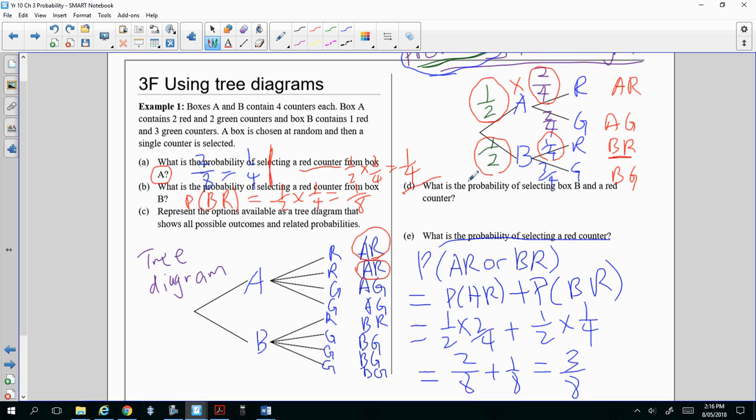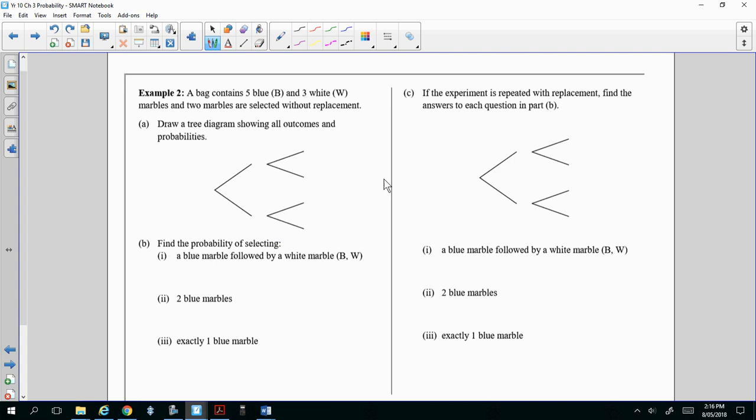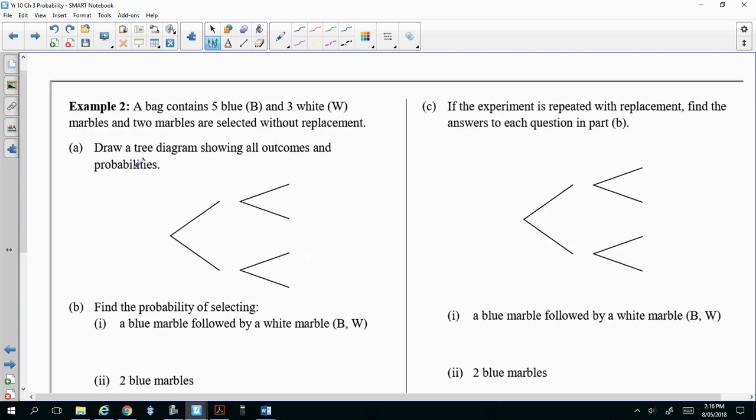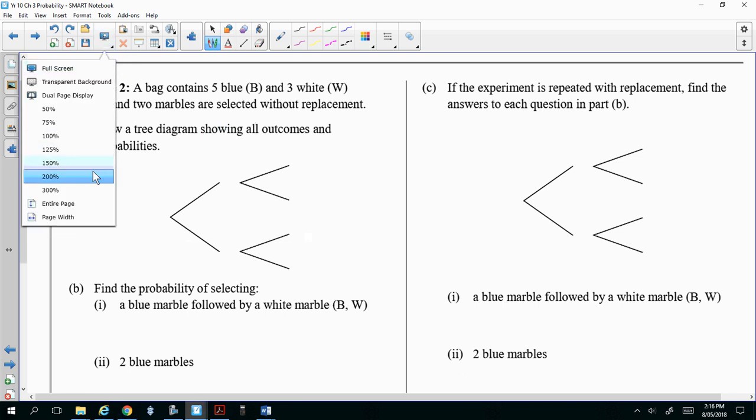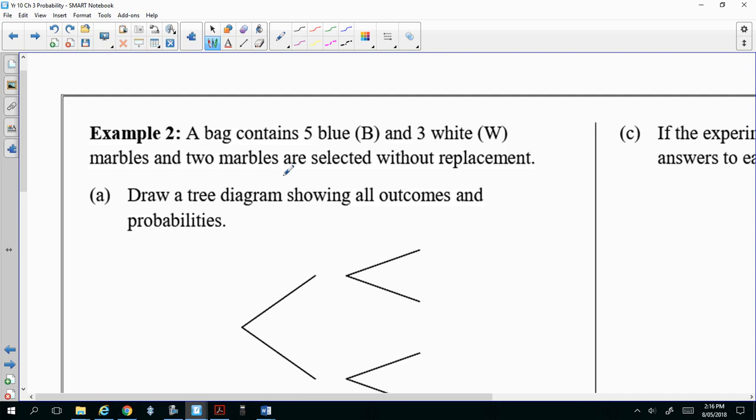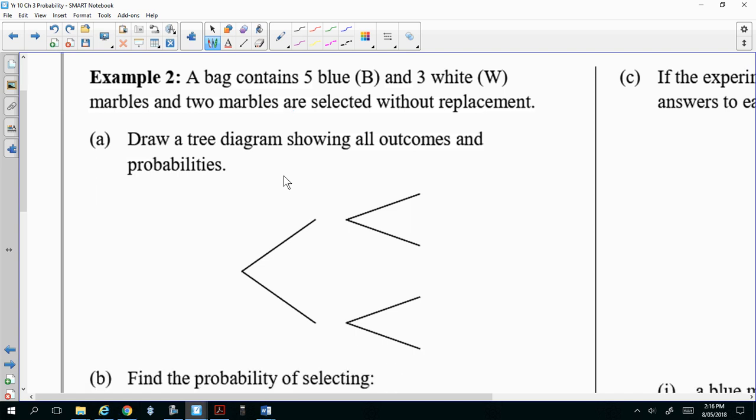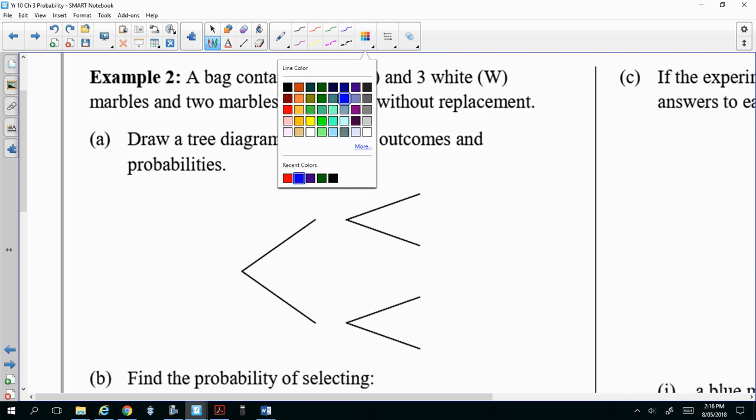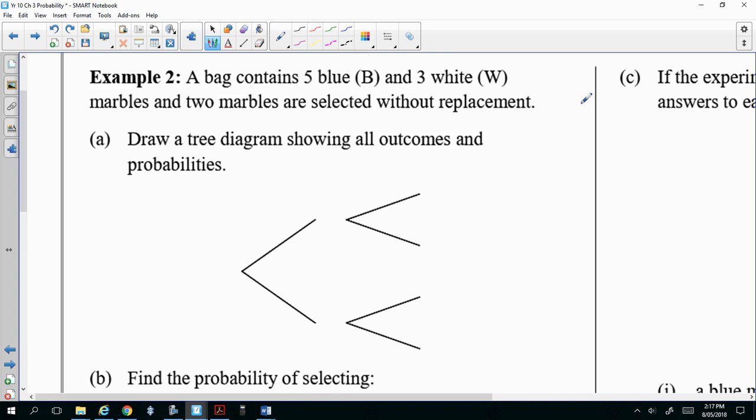Okay, next page. Example 2. Okay, example 2. Going to get a student to read. You want to read? All right, Jaden, go. A bag contains 5 blue and 3 white marbles. 2 marbles are selected without replacement. Draw a tree diagram showing all outcomes and probabilities. Okay, good. Thank you.